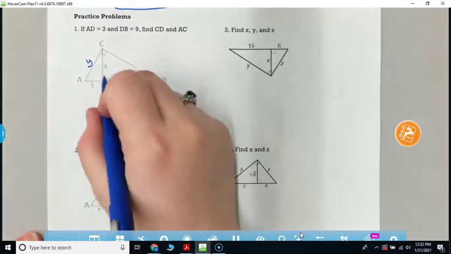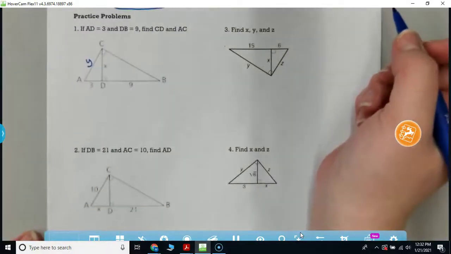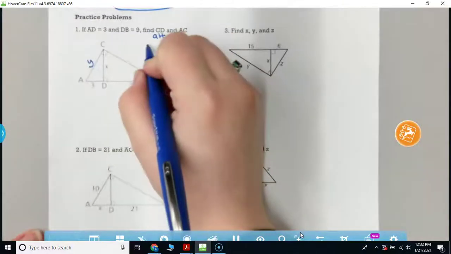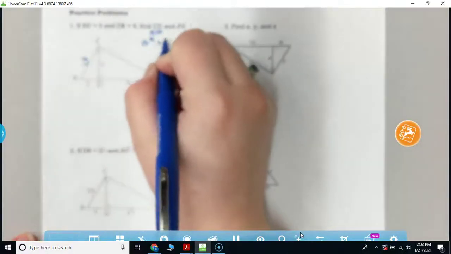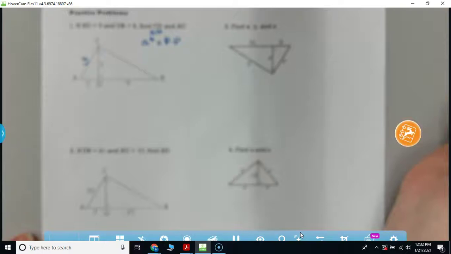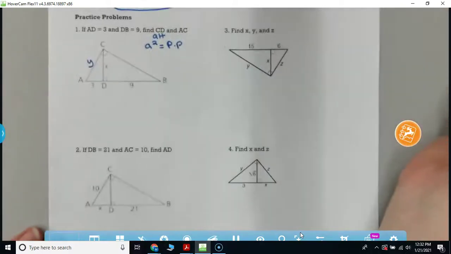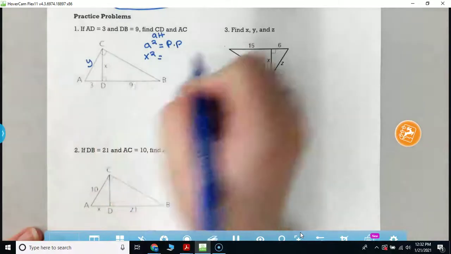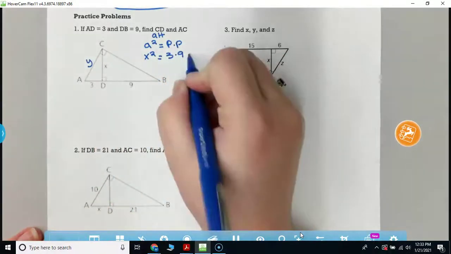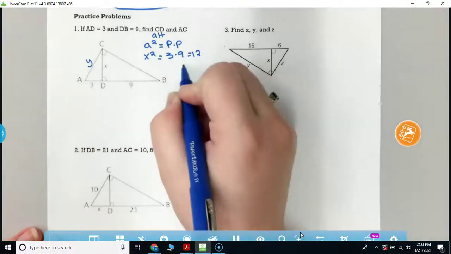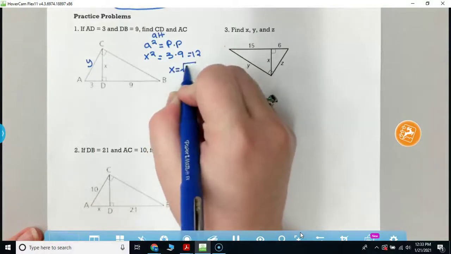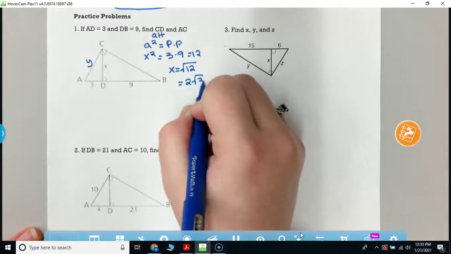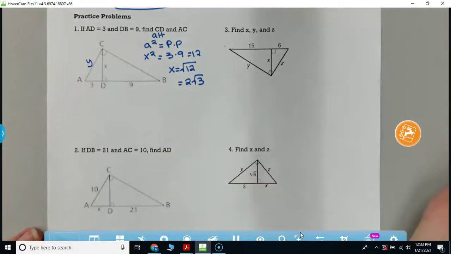So first of all, CD, is that a leg or an altitude? That is an altitude. So I'm going to use my altitude squared is equal to part times part formula. So x squared is equal to part times part. My two parts are 3 and 9. So that's 12, which means that x is equal to the square root of 12, which simplifies to 2 on the square root of 3. So that is the length of CD.